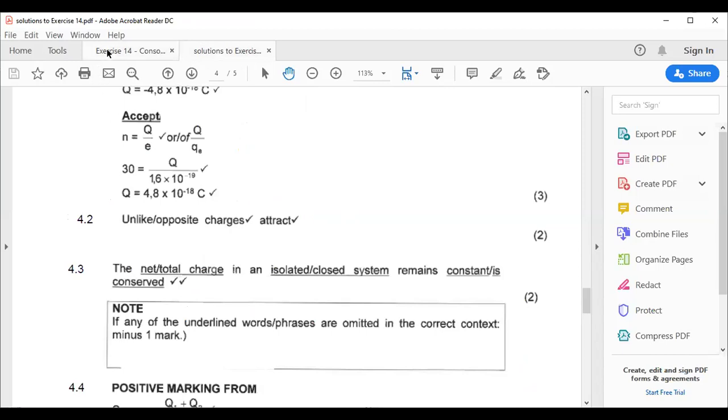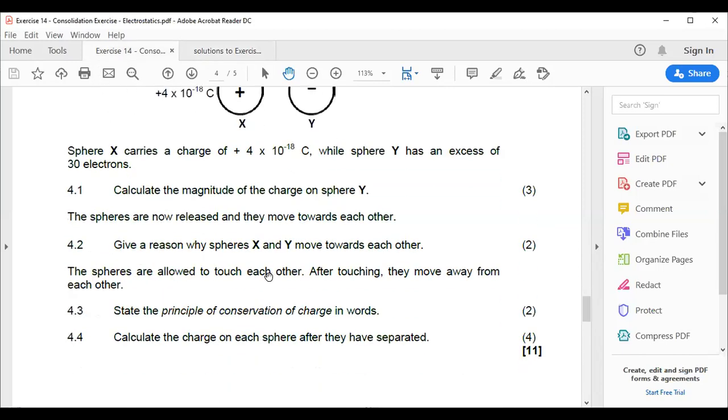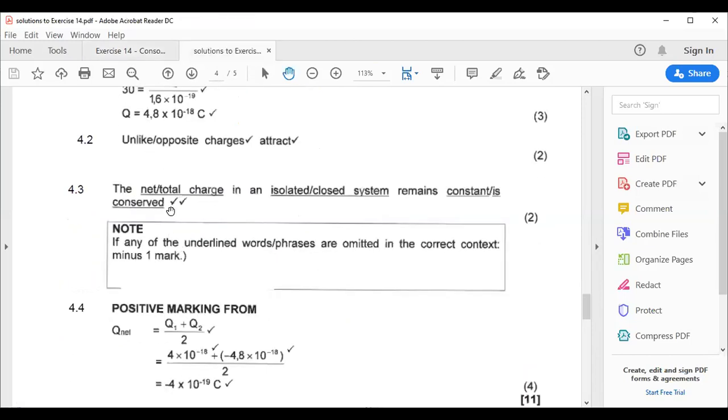Then we move on to number 4.3. The spheres are allowed to touch each other. After touching, they move away from each other. State the principle of conservation of charge in words. All right, so we have: the net charge in an isolated system remains constant, or the total charge in a closed system is conserved. You can state it differently, they mean the same thing, as long as you include those underlined words, then your definition is correct.